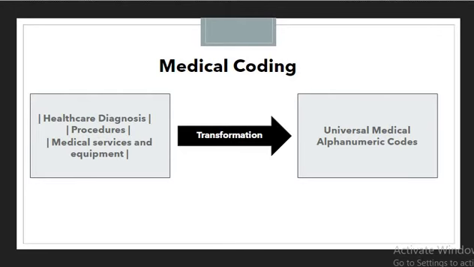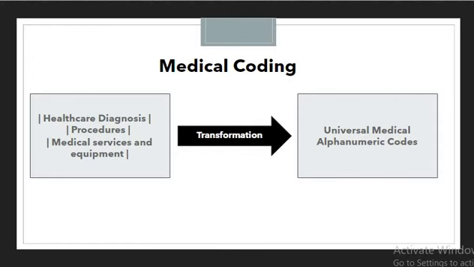So whenever someone asks you what medical coding is, in simple terms you can explain it this way. The person who is performing this coding is known as a coder, a medical coder. Whenever we are converting or transforming healthcare diagnosis, procedures, medical services and equipment into universal medical alphanumeric codes, that process is called the medical coding process.